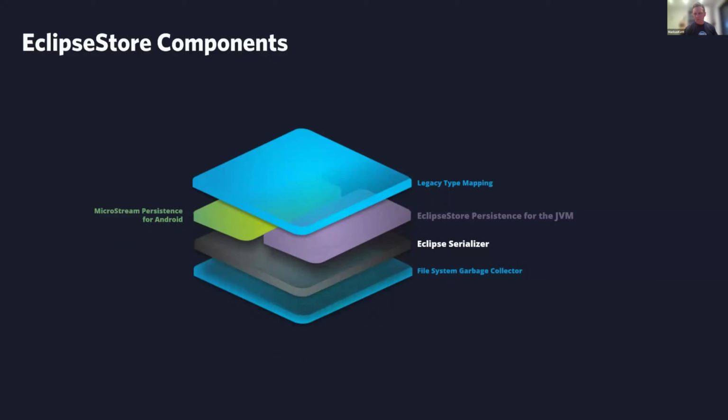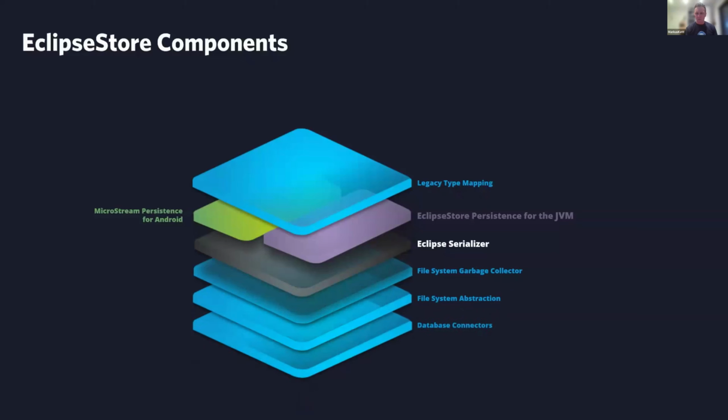We have a so-called file system garbage collector, because we store objects appended to disk. And the file storage garbage collector takes care of cleaning up the storage behind the scenes. Otherwise, your storage would grow more and more. We have a file system abstraction, so you can determine your storage target.